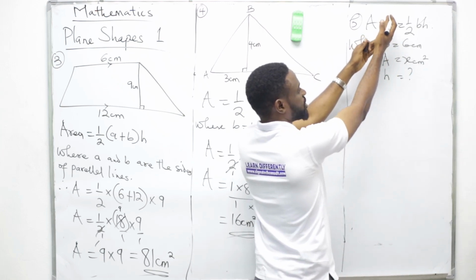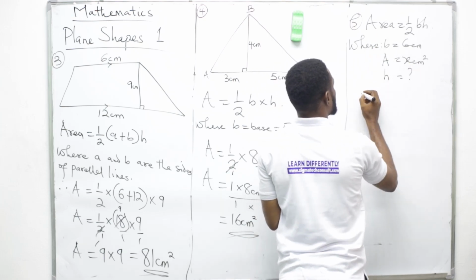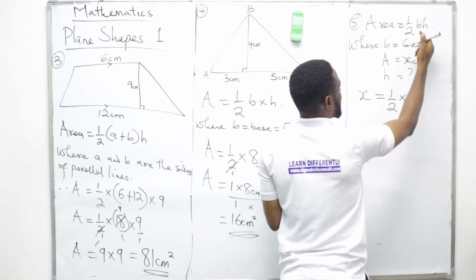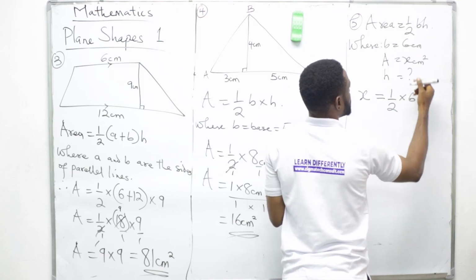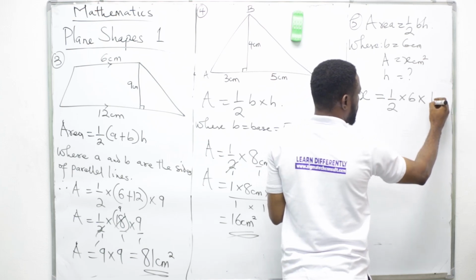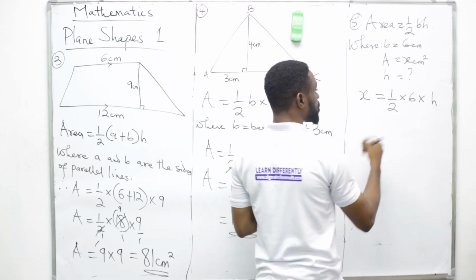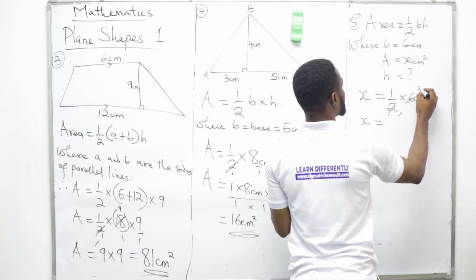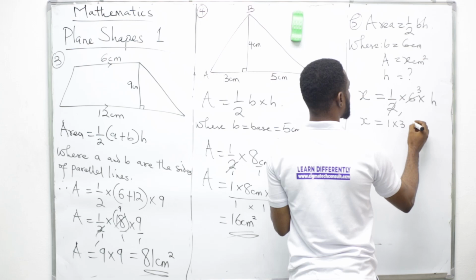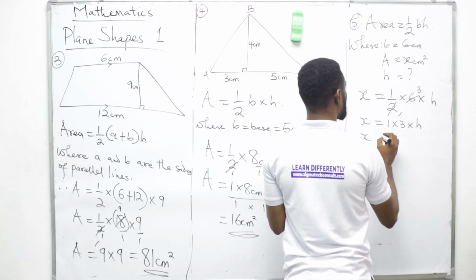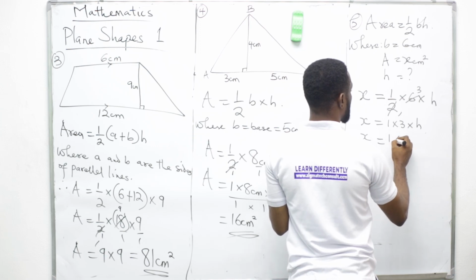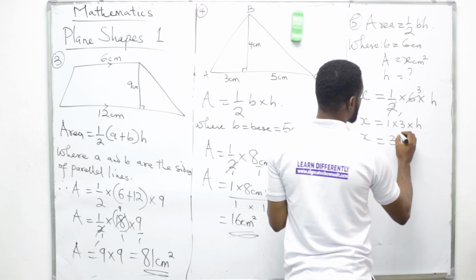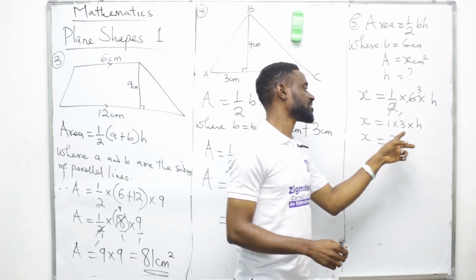Okay, simple. Substitute this into this place. Area is x cm squared, that is x. So x is equal to 1 over 2 times base, 6 cm, times height, which is h. You get that? So this means x is equal to, 2 here is 1, 2 here is 3. So this is now 1 times 3 times height. You get that? So x is equal to 1 times 3 is 3 times height. That's 3h. 1 times 3 is 3, 3 times h is 3h.